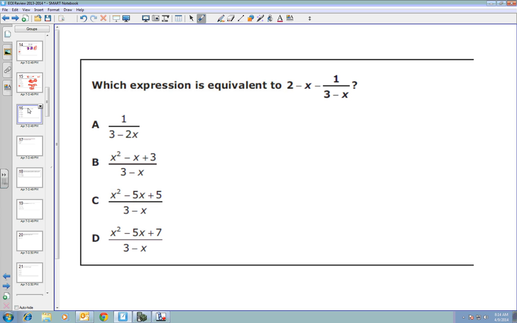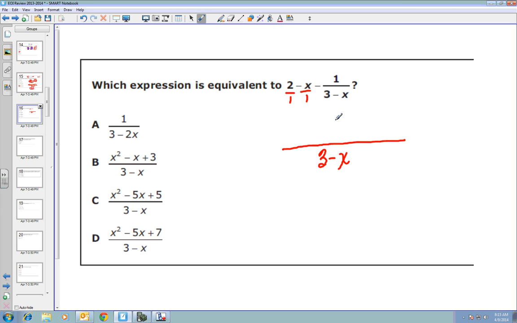Which expression is equivalent to 2 minus x minus 1 over 3 minus x? So first of all, what kind of problem is this? Subtraction, okay? And aren't they subtracting? They're basically subtracting fractions again, because this is 2 over 1 minus x over 1. So if I said to find a common denominator, what is your common denominator? 1 times 3 minus x. So I'm going to write that down. 3 minus x is my common denominator.